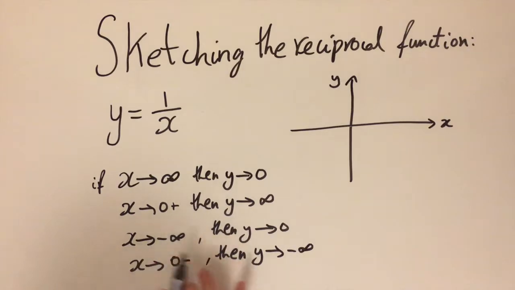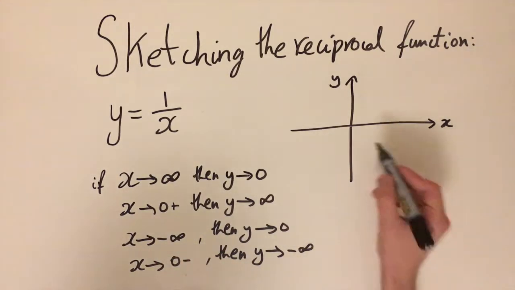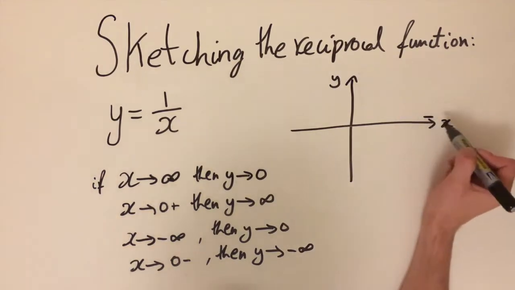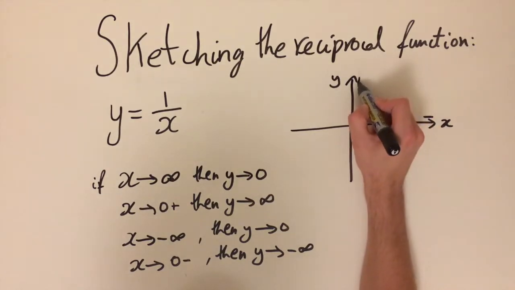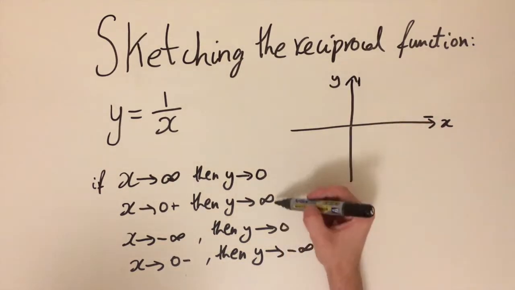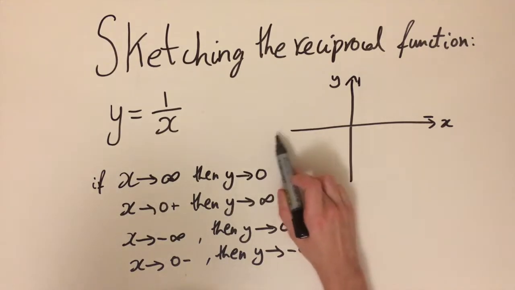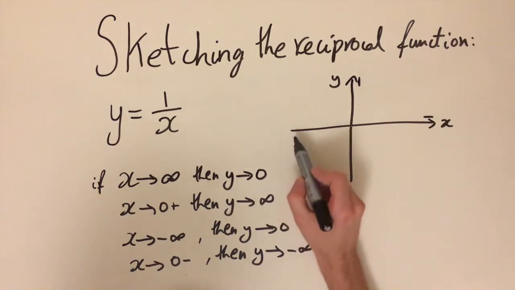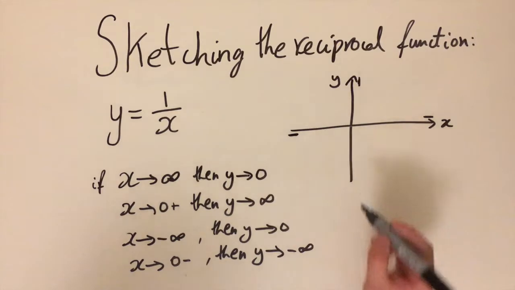And now we've got all the information we need to get an idea of what this function looks like. So in the limits, we know that when x is very large and positive, y is going to be very small. And when x is very small and positive, y is going to be very large and positive, just from these two lines. Now these two lines tell us that as x goes to the left-hand side, as it gets very large and negative, y is going to go towards 0 from below. So we're going to get something looking like this in the corner.